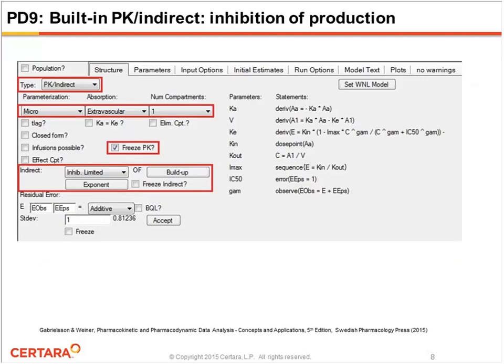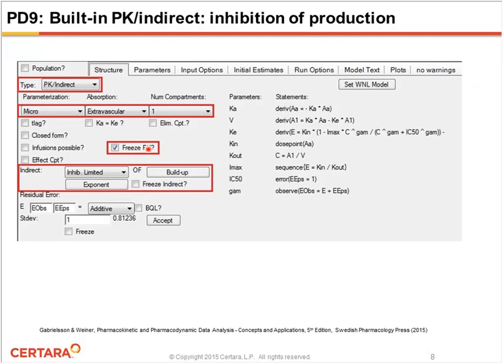Okay, so to set this model up in the Phoenix application, there are some built-in models. The PK indirect allows you to link PK to an indirect response model. And so we're using micro-parameterization with an extravascular absorption and one elimination compartment. And since we already know the PK, we can choose the option freeze PK.